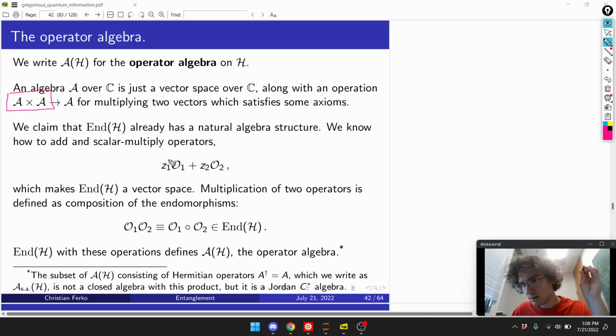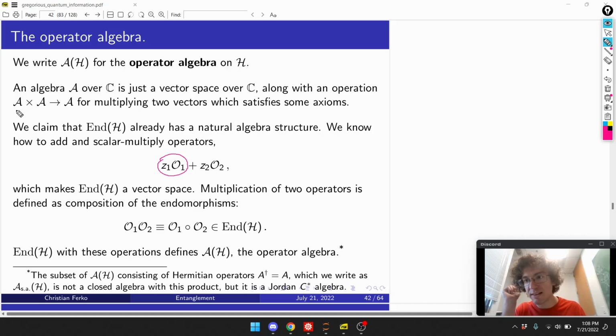Okay. Now I want to convince you that the space of linear operators, the endomorphisms on H that we discussed, has an algebra structure. It is, in fact, an endomorphism algebra. Why is that? Well, to be an algebra, I first have to be a vector space. So I know how to add operators. I add the matrices, for instance, component-wise, and I know how to multiply them by a number. To multiply a matrix by a number, I just multiply each component. So it's definitely a vector space. I can add and scalar multiply.